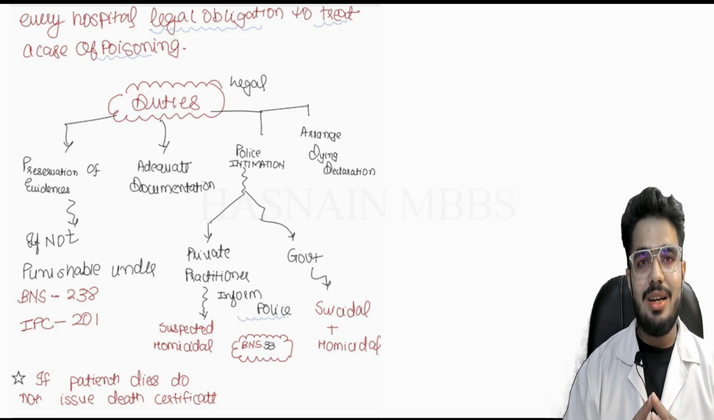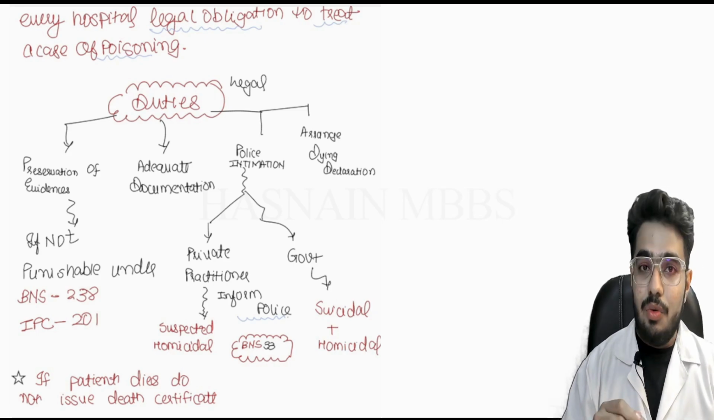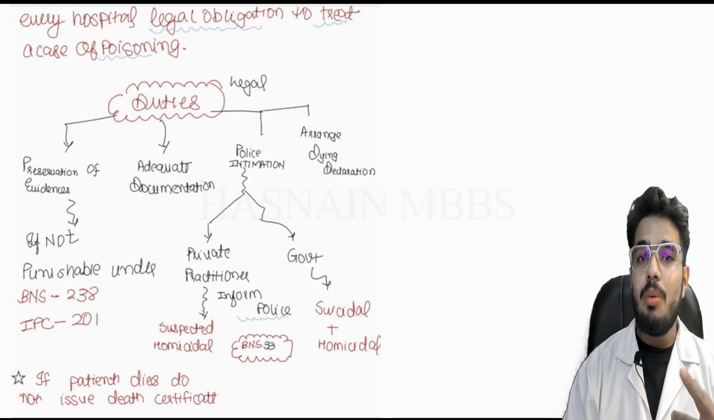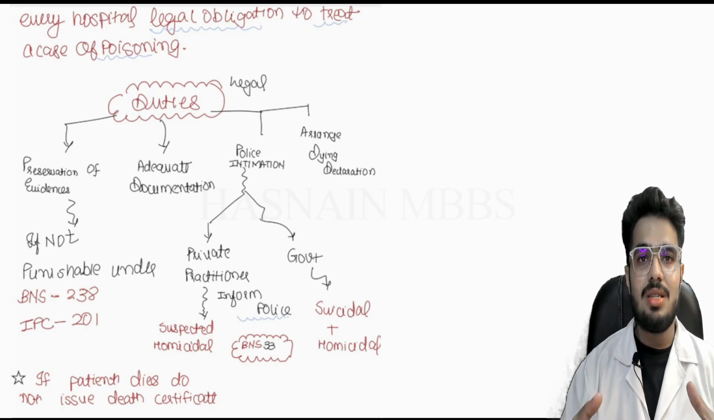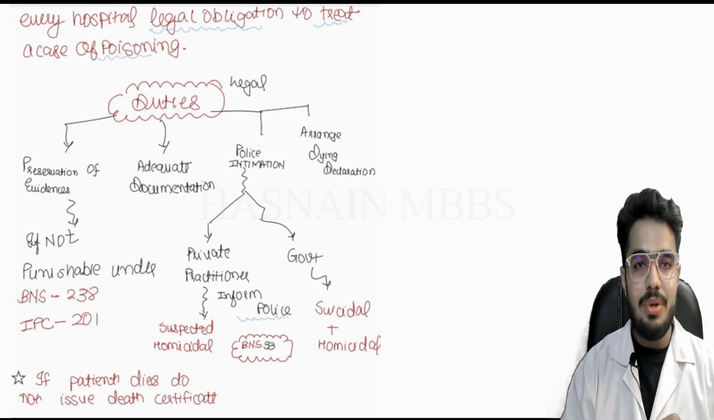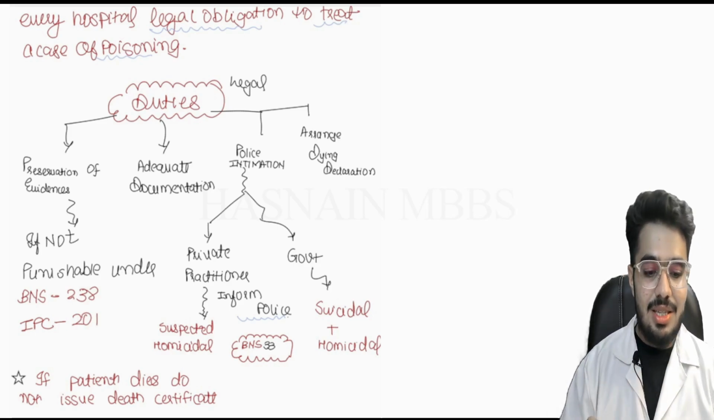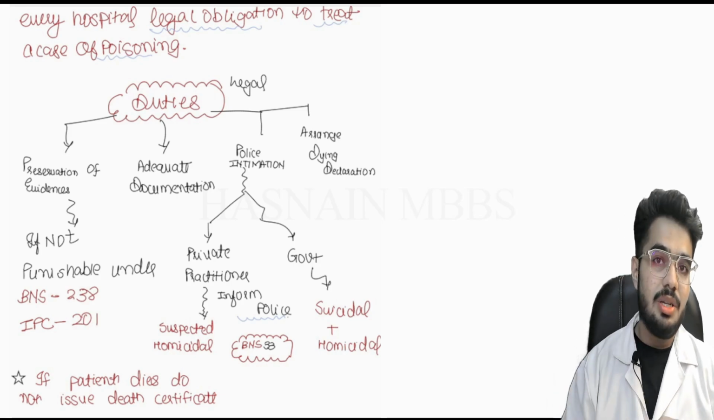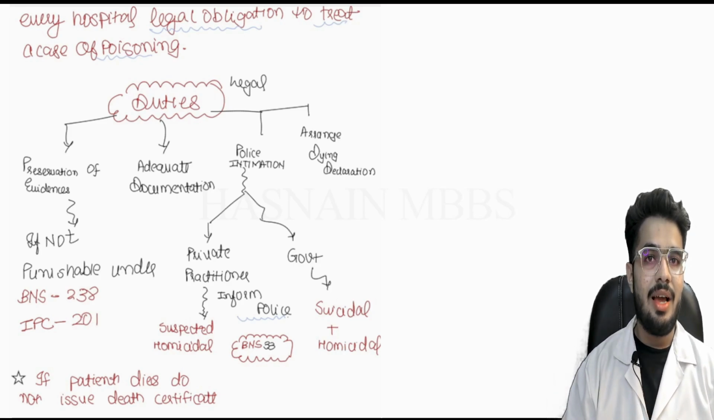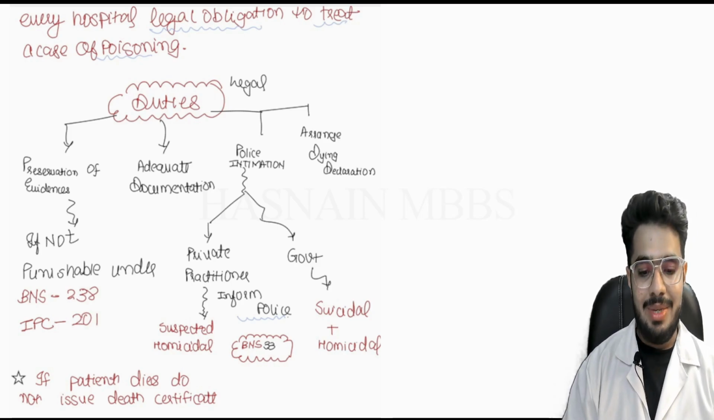The legal duties are, first, preservation of evidence. Food article, excreta, vomitus, they are evidence, because poisoning can be detected in these different samples. So first is the evidence preservation. If evidence is not preserved, it is punishable under BNS, Bharatiya Nyaya Sanhita, Section 238, and earlier IPC 201.